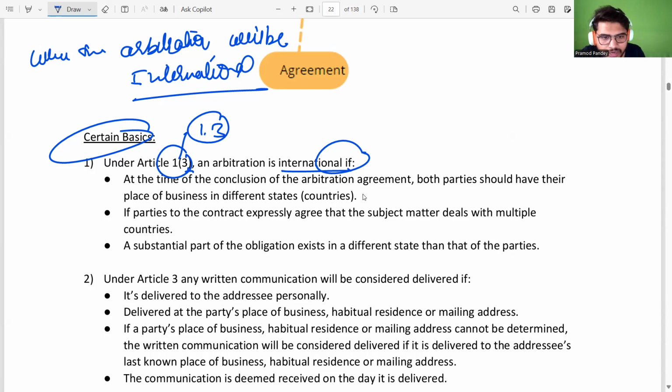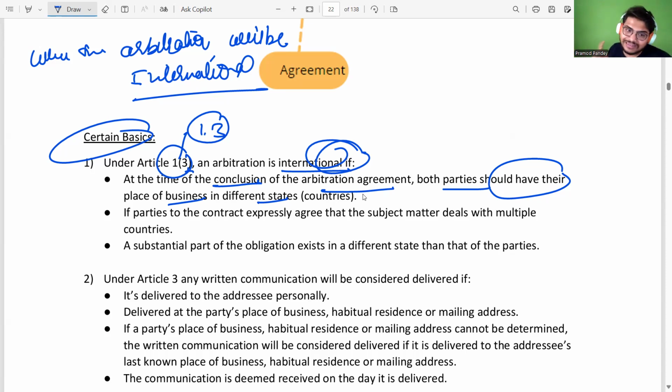Under Article 1.3, arbitration is international if, at the time of conclusion of the arbitration agreement, both parties have their places of business in different states. So when different countries have the same contract with each other, and they come from different states or countries, and they go through the arbitration process with an arbitration agreement, that is known as international arbitration. Arbitration is basically the process. So these are the keywords.